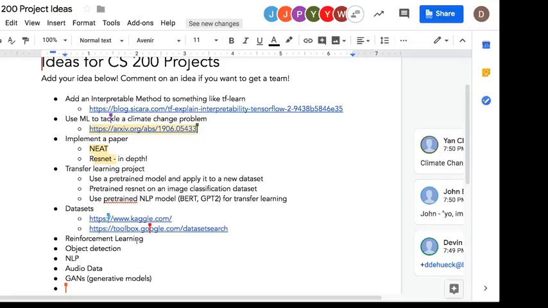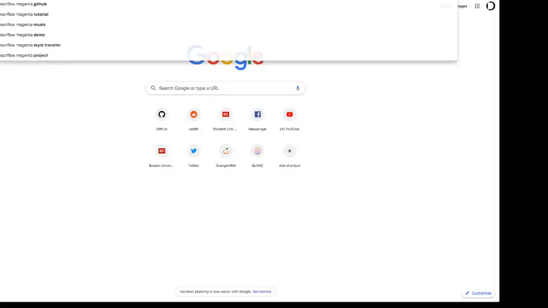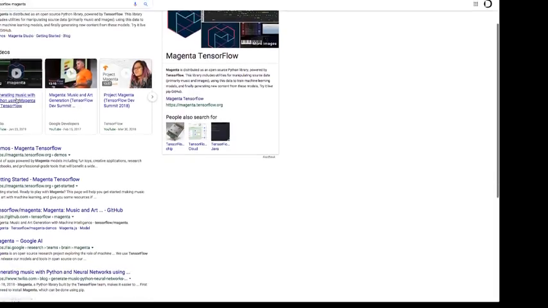I know TensorFlow has Magenta, which is used for music and audio in general. So TensorFlow Magenta. So essentially using a GAN to generate music. I would say GANs have not been very good at doing that.